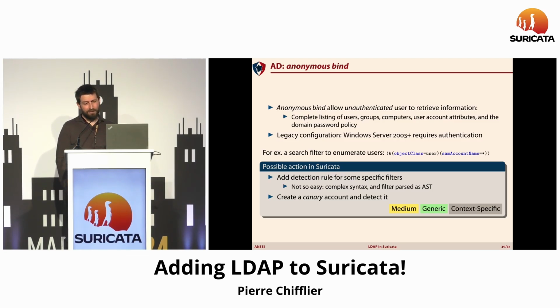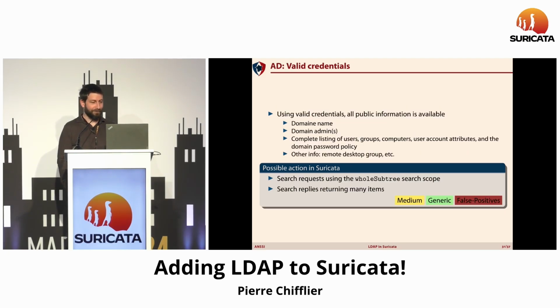So maybe a way to detect that is to create a canary account and detect when information about that account is returned over the network in reply to a query, because that, again, is not something that should be seen on the network.